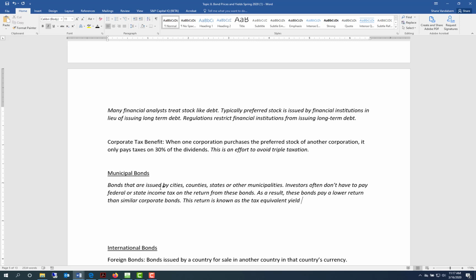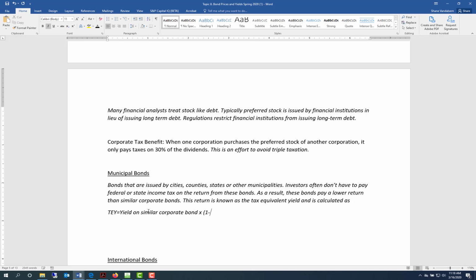And it's calculated as, I'm just going to put in here TEY for tax equivalent yield is equal to the yield on a similar corporate bond multiplied by 1 minus the investor's marginal income tax rate.